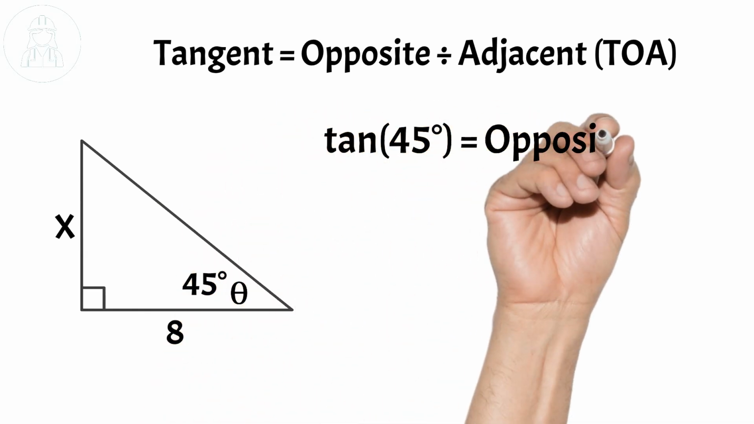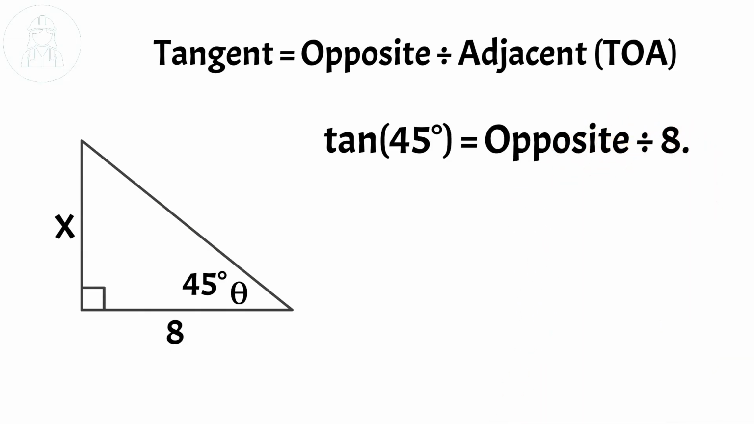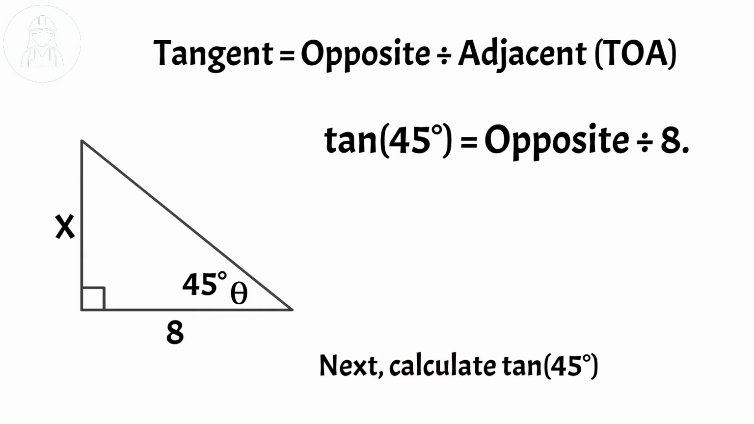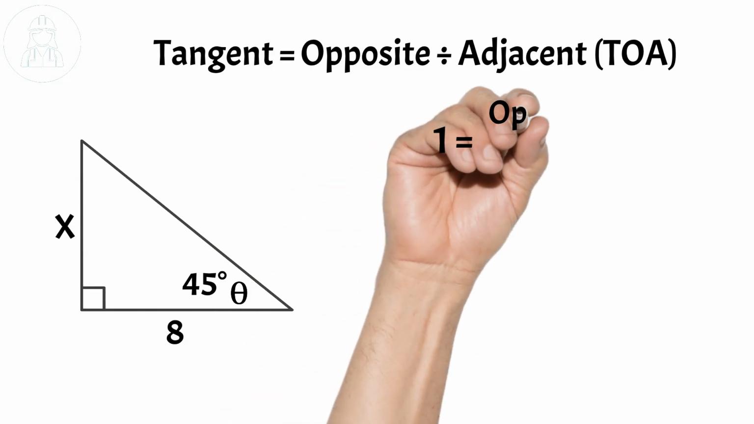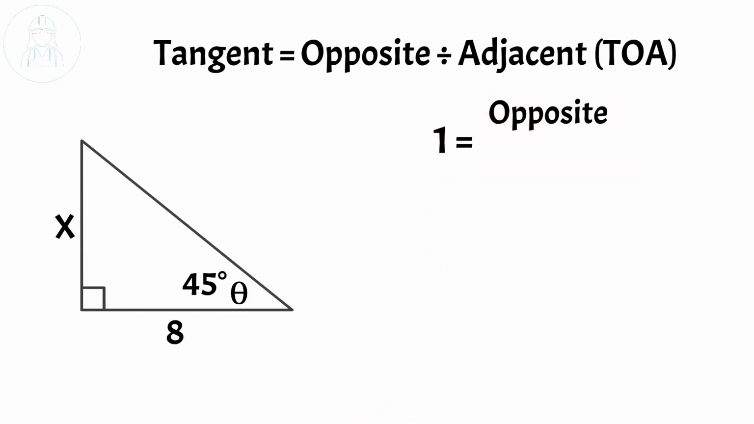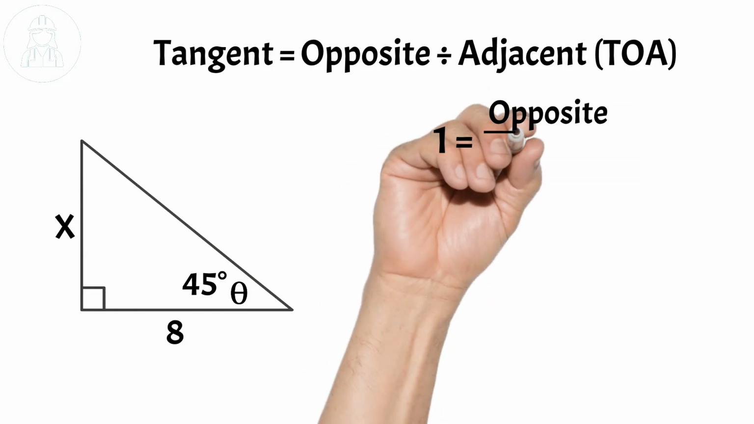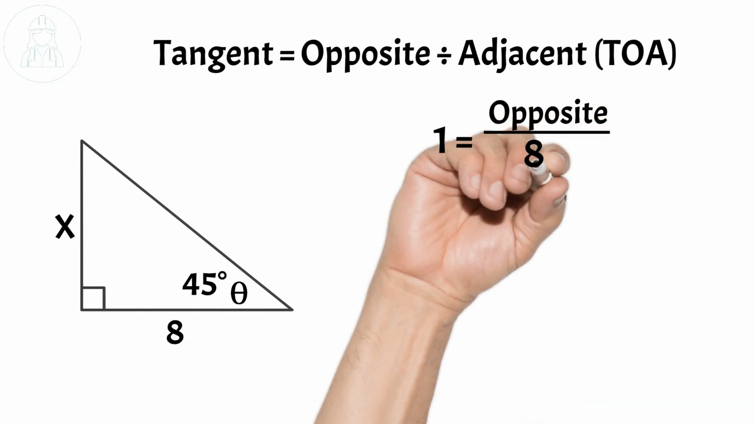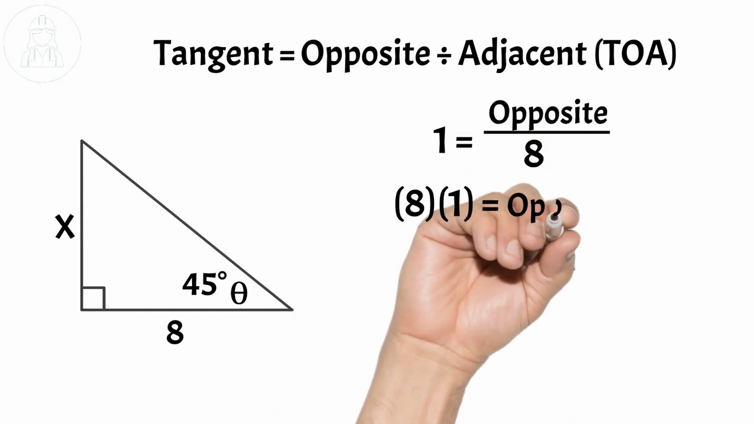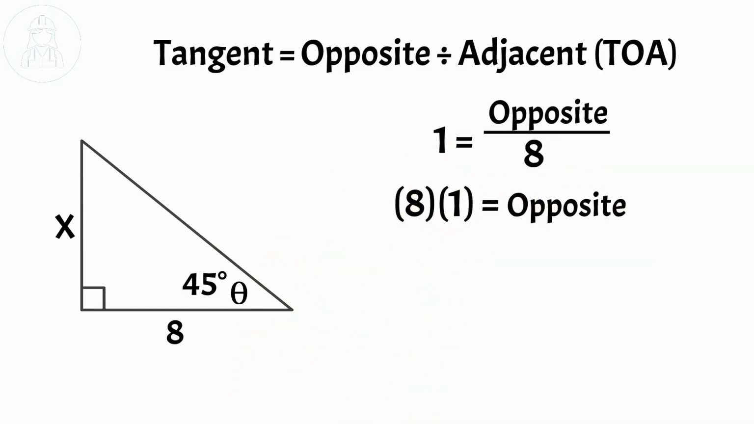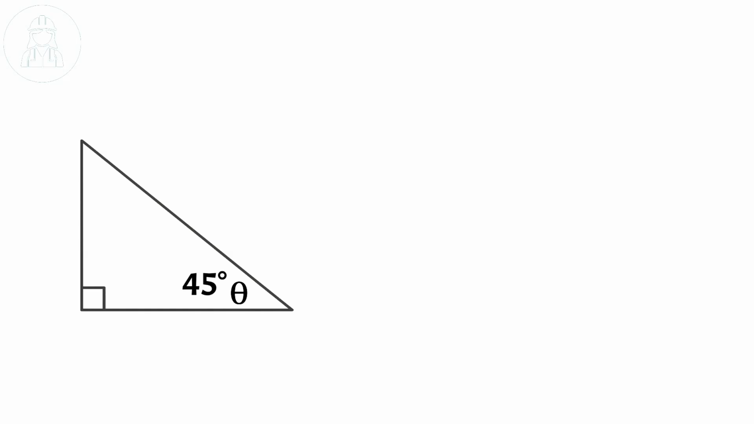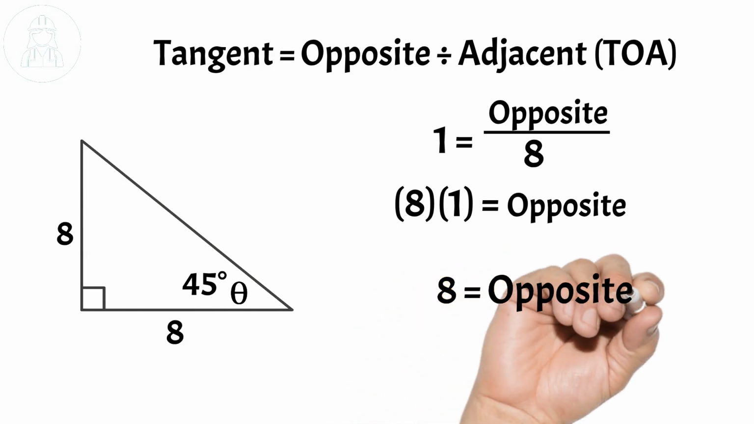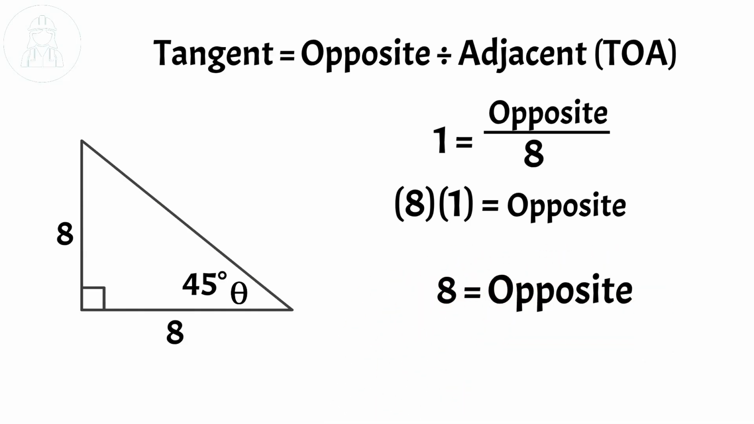Tangent 45 degrees equals opposite divided by 8. Next, calculate tangent of 45 degrees on your calculator. Tan 45 equals 1. So now we have 1 equals opposite divided by 8. To isolate the opposite, multiply both sides by 8. That leaves us with opposite equals 8 times 1. So the opposite side is 8. There you have it. Tangent shows the ratio between the opposite and adjacent sides.